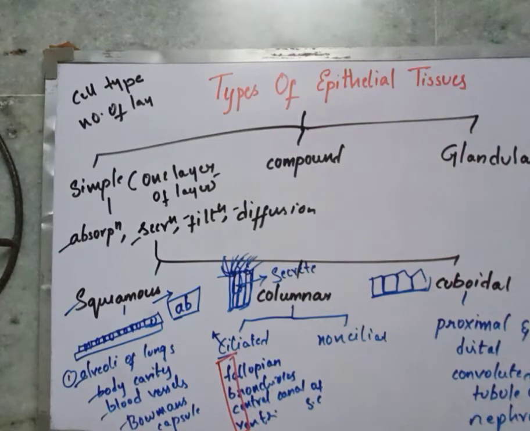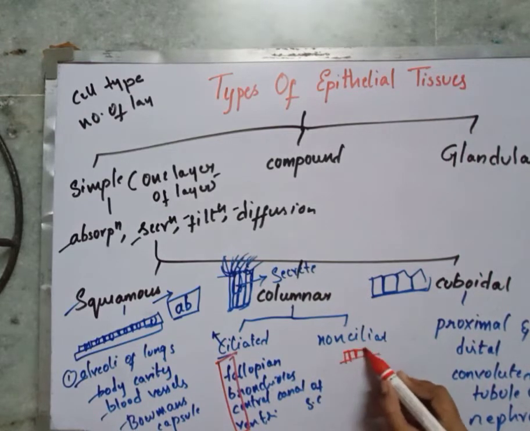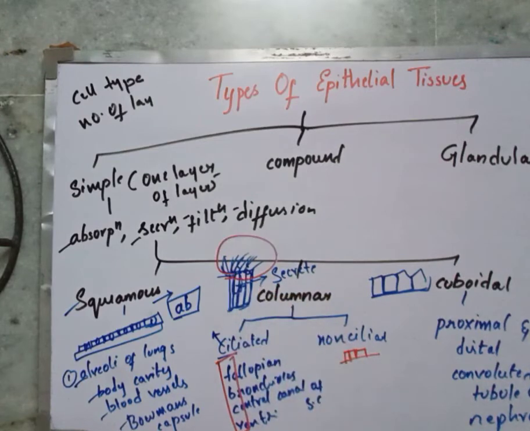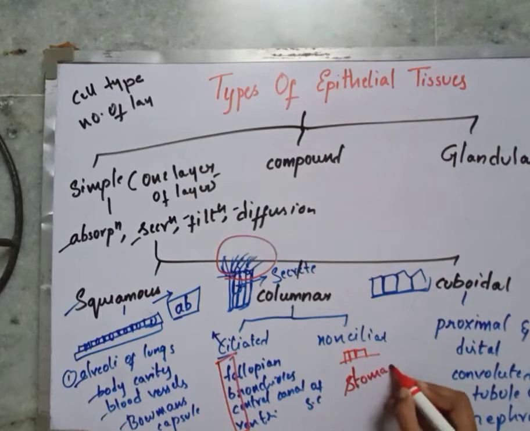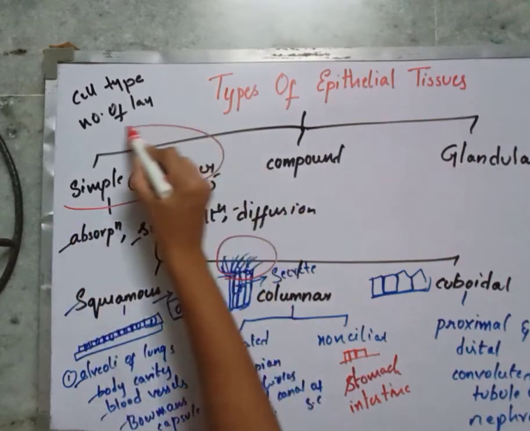And the non-ciliated columnar epithelium means they contain only a single layer of cells, and the cells are tall but do not contain hair-like structures called cilia. And the examples are stomach and intestine. So stomach and intestine contain non-ciliated columnar epithelium. So these are the types of simple epithelium.